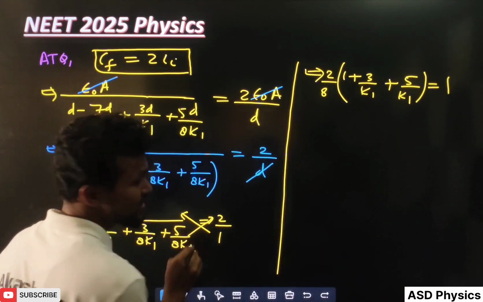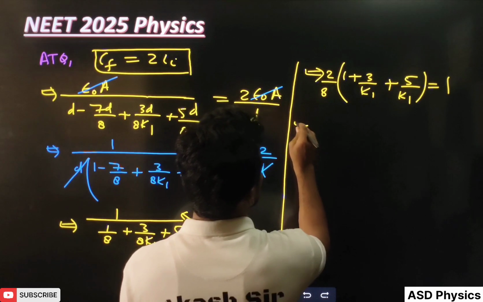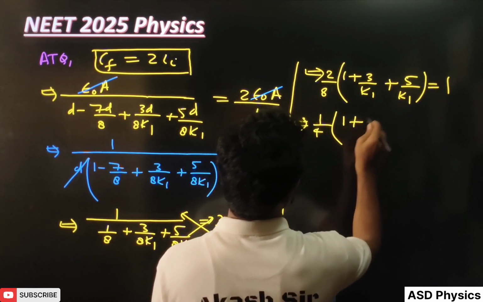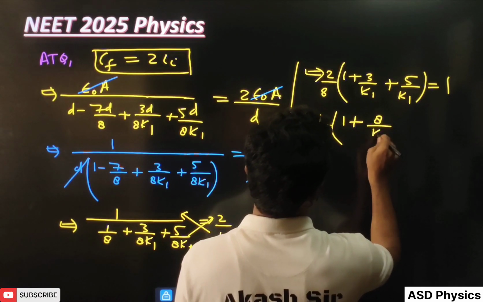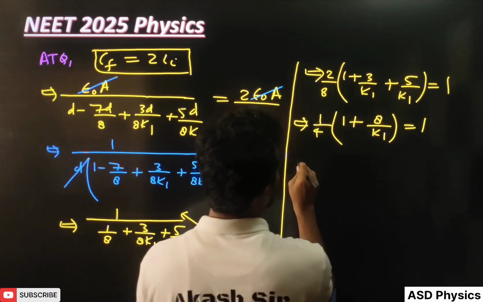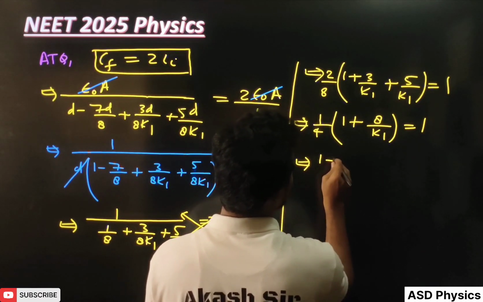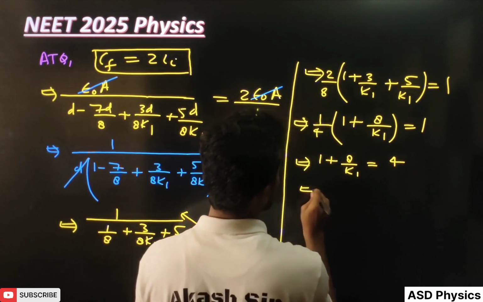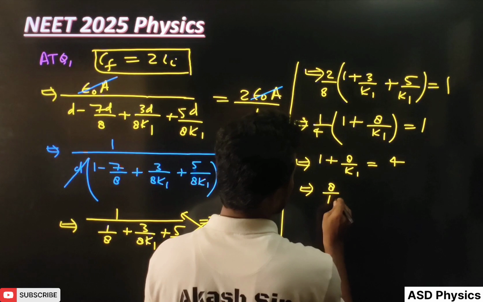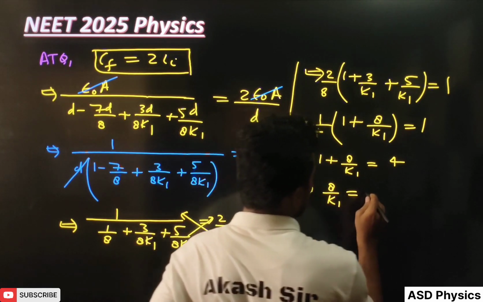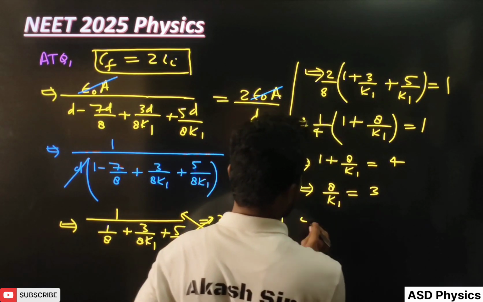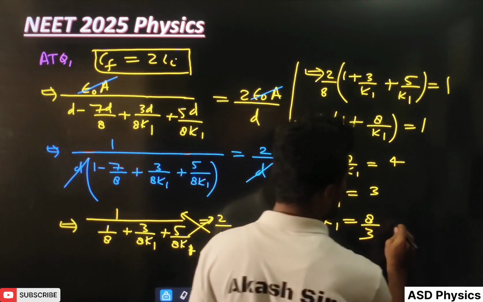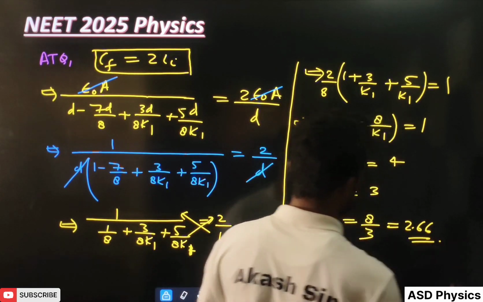Now we are going like this, a little bit of calculation. What will this become here? Kindly see, 2 by 8 means 1 by 4, and here 1 plus 3 by K1 plus 5 by K1 means 8 by K1 is equal to 1. So what we can write here, 1 plus 8 by K1 is equal to 4, students? So can you see here, 8 by K1 is equal to 4 minus 1, 3. So what will come here? K1 is coming here. What do the students say? 8 by 3. So 8 by 3 means it will become 2.66.